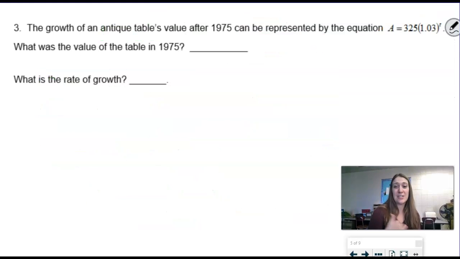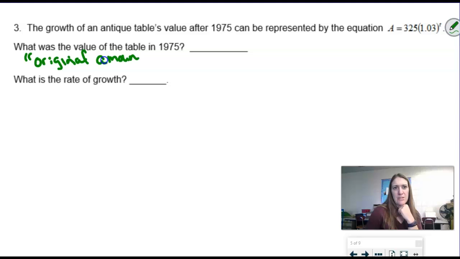This next question actually doesn't require any technology. We have an antique table that after the year 1975, it starts growing in value. So that's the equation where it's a growth. And the first question is, what was the table worth in 1975? So they're really asking you for the original amount.